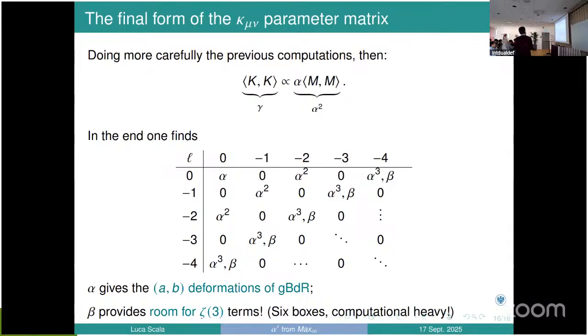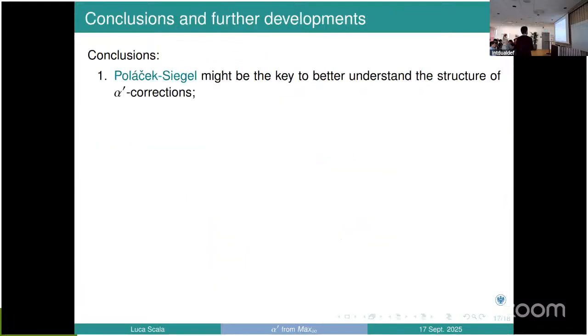Now, this alpha parameter, alpha square, alpha cube that propagates, gives the AB deformation of generalized Bergshoeff-de Roo. Beta is a new parameter coming at this order that might account for zeta 3 terms, but comes with 6 boxes, so it's very complicated to do computations with.